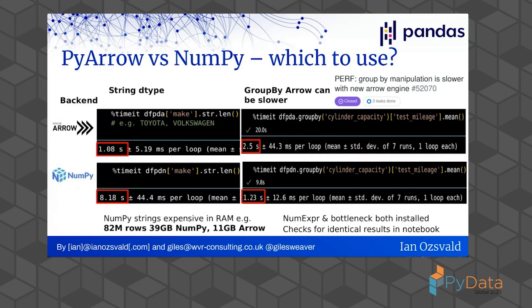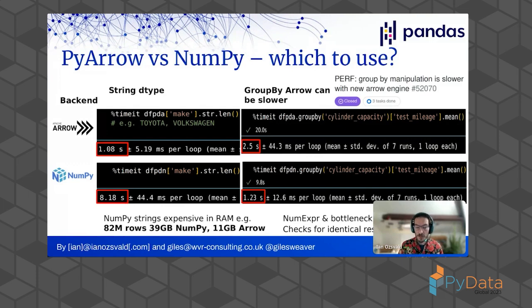So top left, if we've got a string dtype, df_pda, so that's my data frame, Pandas with Arrow as a container, I take the make column, that's the name of the vehicle, Toyota, Volkswagen, and do string length as an operation. That takes about 1 second. So that's pretty cool on a lot of rows that I've got in this data set. I think 82 million rows that are in memory. If I do the same thing on a string, and some of you who do string operations will know this, you do this on a string in df_pdn. So this is the NumPy backend equivalent of Pandas, so the default, the thing that we've been using for decades. The same operation takes about 8 seconds, so 8 times slower.